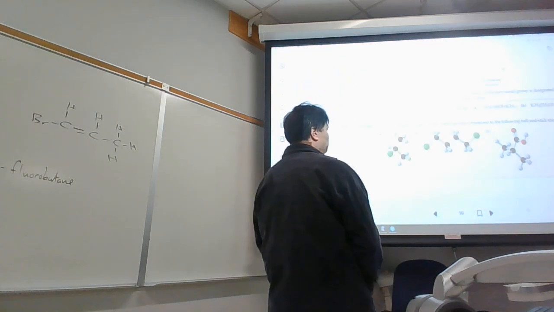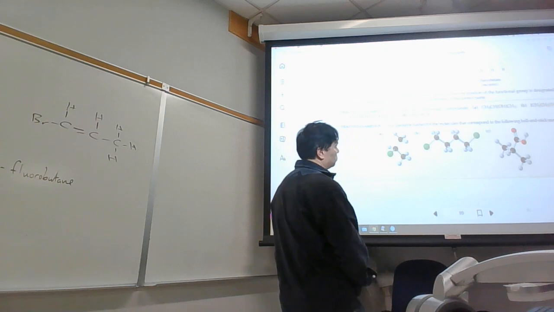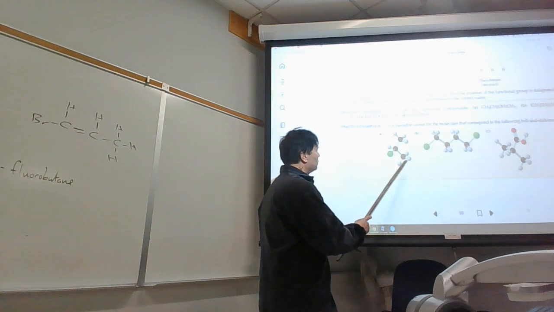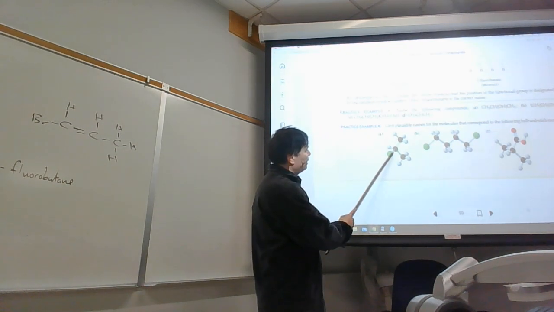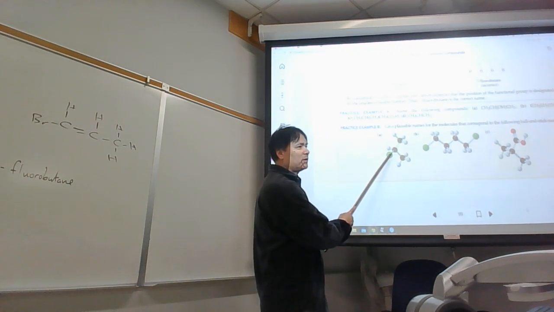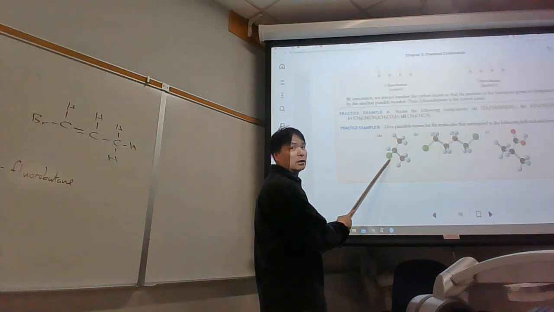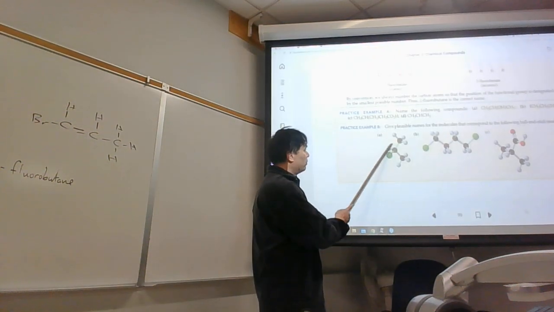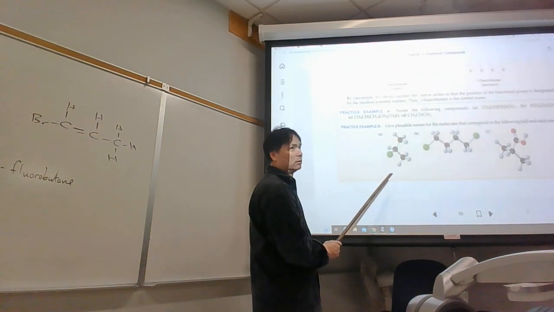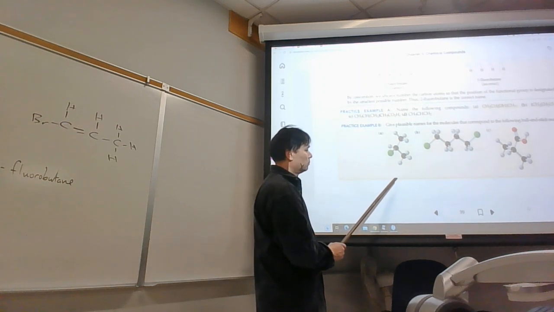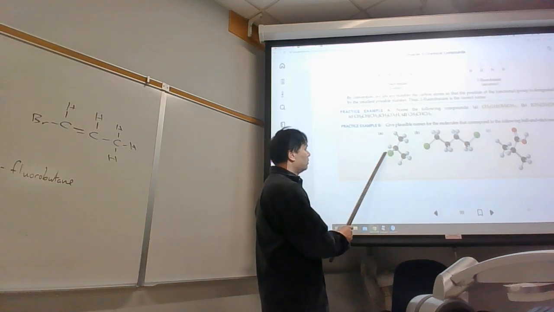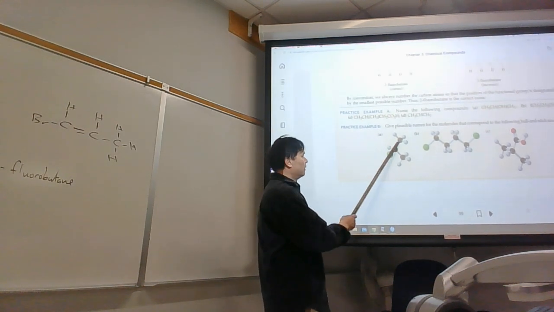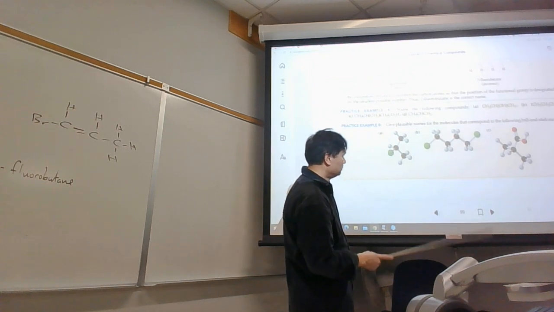Okay, give plausible names for these molecules. Let's say the green is what? Typically green is chlorine. Yeah. And so if this is a chlorine, what would you name this? 2-chloropropane. Yeah, 2-chloropropane. That's correct.